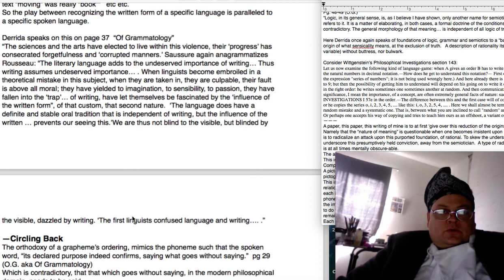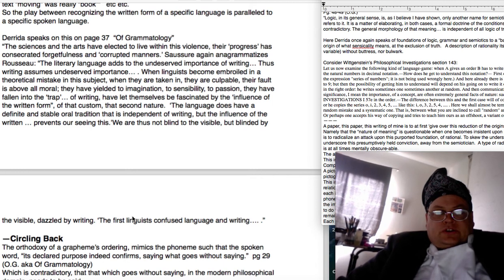anagrammizes Rousseau. Quoting Rousseau, the literary language adds to the undeserved importance of writing. The writing assumes undeserved importance. When linguists become embroiled in a theoretical mistake in this subject, when they are taken in, they are culpable. Their fault is above all moral. They have yielded to imagination, to sensibility, to passion. They have fallen into the trap of writing, have let themselves be fascinated by the influence of the written form, and that custom, that second nature."